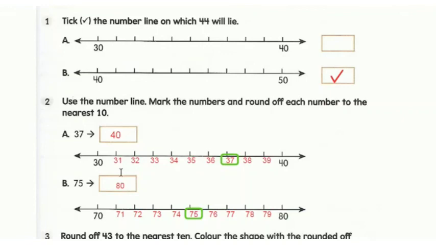Here in this number line the bigger 10 is 40. The next number is 75. 70 and 80 lie around 75. You draw the number line and mark the numbers on that number line. And 5 and numbers above 5 are nearer to the bigger 10. Now the bigger 10 is 80, so the number rounds off to 80.